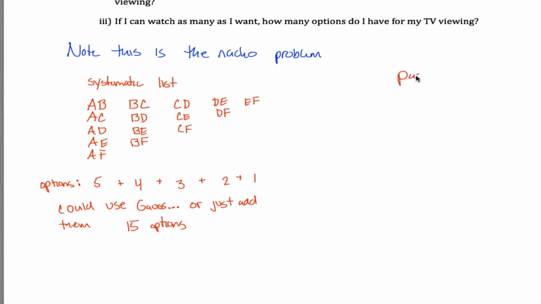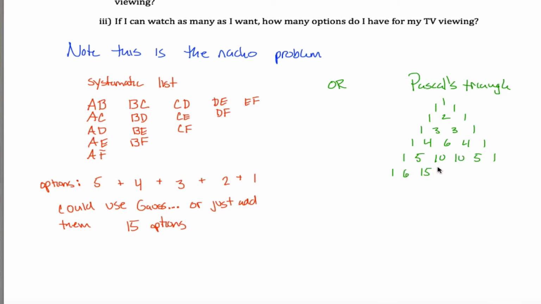You also could use Pascal's triangle. Maybe I should do this in a different color so these don't kind of bleed together. Or do Pascal's triangle. I'll write out the first few rows of it. So the idea with Pascal's triangle is you start out with the 0 row, which is a little bit confusing. This is the 1 row, the 2, the 3, the 4, the 5, the 6.